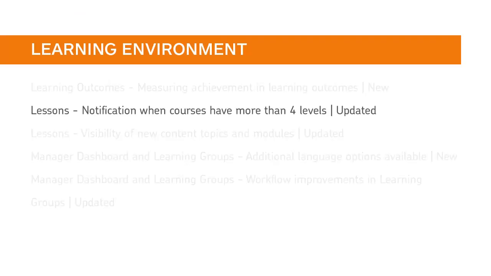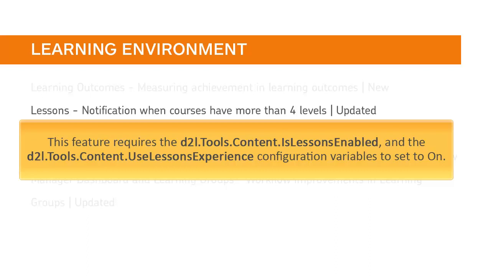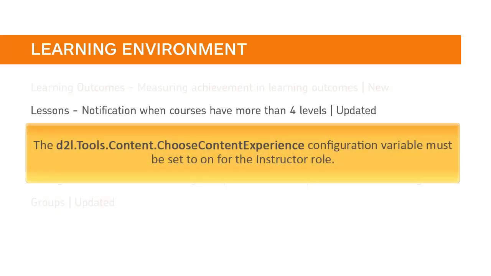Lessons will display content up to 4 levels deep. When an instructor opts into Lessons with course content more than 4 levels deep, a notification displays that some content cannot be displayed. This feature requires the D2L, Tools, Content, Is Lessons Enabled, and the D2L, Tools, Content, Use Lessons Experience configuration variables to be set to On, and the D2L, Tools, Content, Choose Content Experience configuration variable must be set to On for the instructor role.